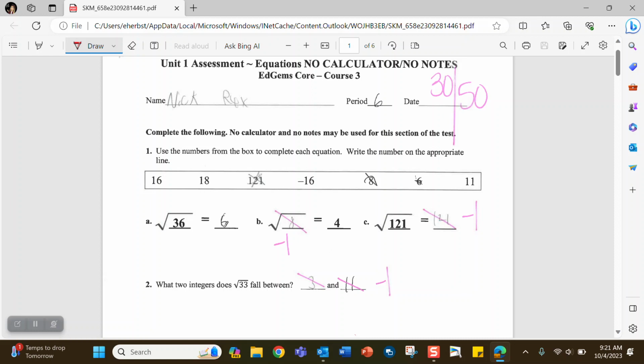You got letter A right. Square root of 36 is 6 because 6 times 6 is 36. But for letter B, the square root of 8 is not 4. 4 times 4 is not 8. 4 times 4 is 16, so we should have had 16 there.